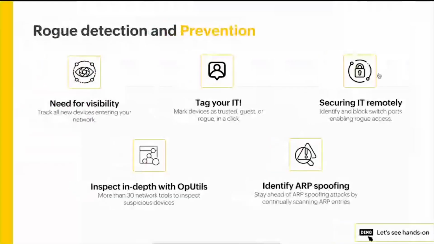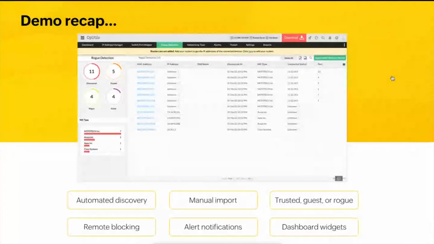And in this module, we saw how you can automate discovering new devices entering your network. Or if you want to manually import them, you can also do that with the rogue detection module. And we saw how you can mark a particular device as trusted, guest, or rogue. We also saw how to identify the networking details and enable remote switchboard blocking with OpUtils. We also saw how the guest validity alerts can be helpful if you want to have an eye on devices that are neither trusted nor rogue. So that's about the rogue detection capability. And the next capability we'll be looking at is the network toolset.